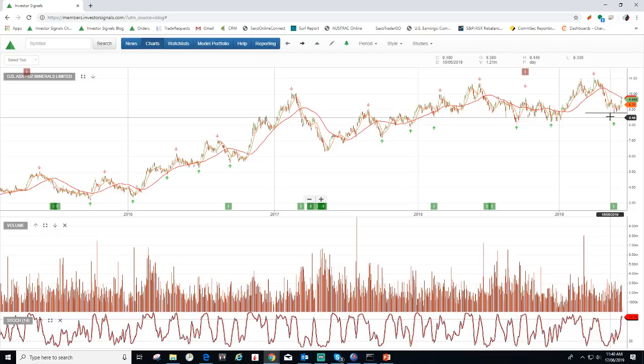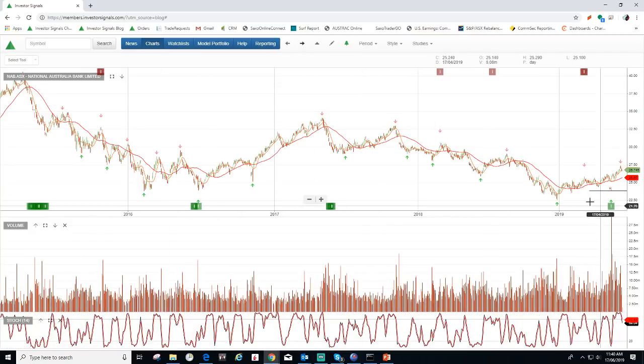Oz Minerals, we had a buy signal here at around $9 or $8.80, pushing back up to around $9.60, $9.70 at the moment. With the expansion of their mines, we're likely to see a lot more copper production and at the margin gold, but predominantly copper production coming online over the next 2 to 3 years. So if base metal prices stay fairly buoyant, there's significant earnings uptick for Oz Minerals 2 to 3 years out from now.